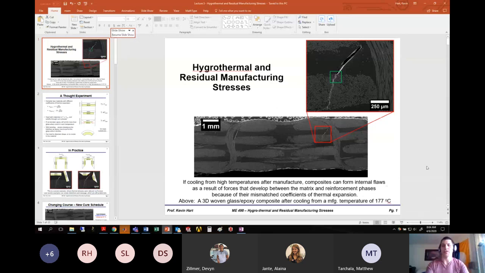Okay. So the new topic that we're going to dive in on is hygrothermal and residual manufacturing stresses. So if you remember back in week number 1, actual week number 1, our second and what turned to be our last final in-person meeting, we created this composite here.